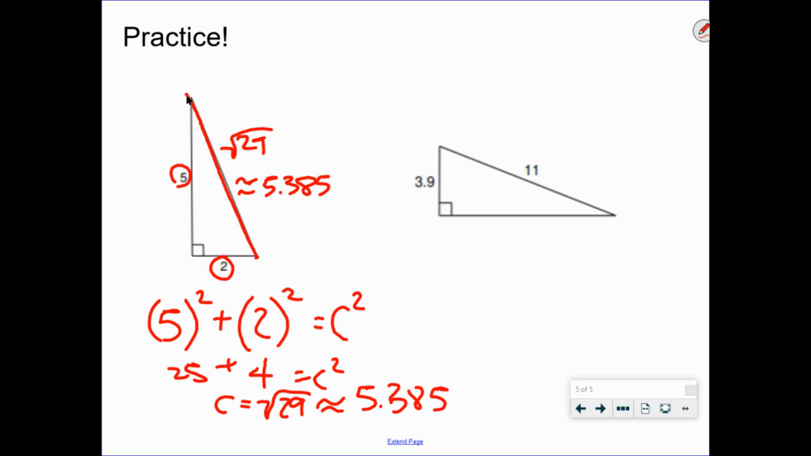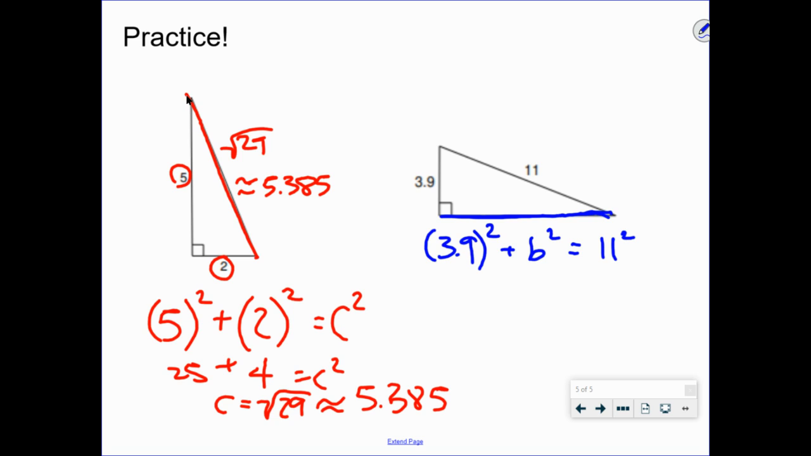All right. This next one, we are given the what? We're given the hypotenuse and we're given one leg. All right, so let's work with this. So we want to find this missing leg. Okay, so how do we do that? Well, let's set up our equation. So it's a squared plus b squared equals c squared. Well, we have 3.9 squared plus b squared equals 11 squared.